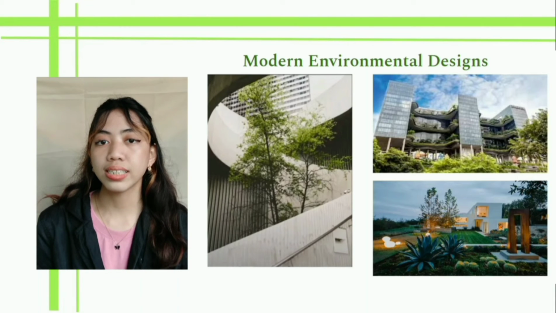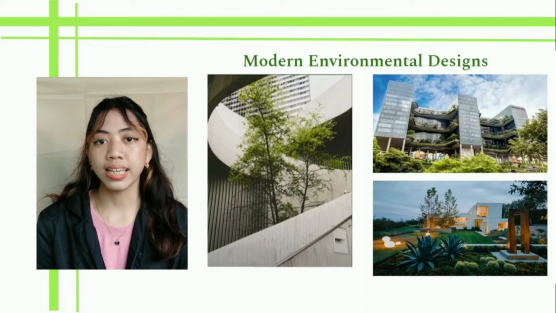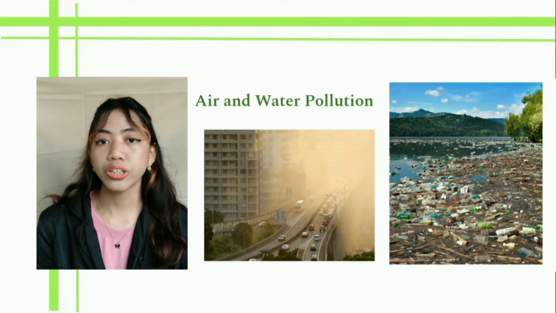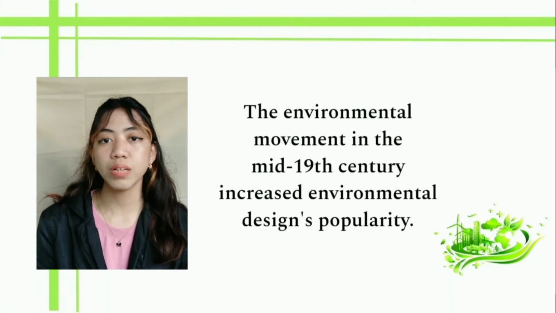Modern environmental design is thought to have begun in the late 1800s. The Industrial Revolution influenced environmental design. Water and air pollution increased as cities grew. To save the environment, people had to avoid certain products. The environmental movement in the mid-19th century increased environmental design's popularity.